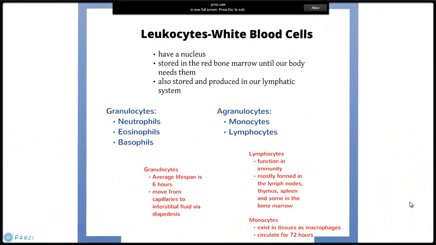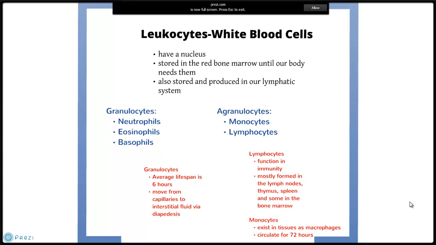So here, white blood cells are also called leukocytes. And the difference between those and red blood cells is that leukocytes have a nucleus, and they are stored in your red bone marrow and also in your lymphatic system, some of the organs there, and then they are released when your body needs them. So they're split up into granulocytes and agranulocytes, and that's according to if they stain with granules or they do not. So the granulocytes, we have the neutrophils, eosinophils, and basophils, and they move from the capillaries to the interstitial fluid by diapedesis, and diapedesis just means that they squeeze through and they go to the next spot.